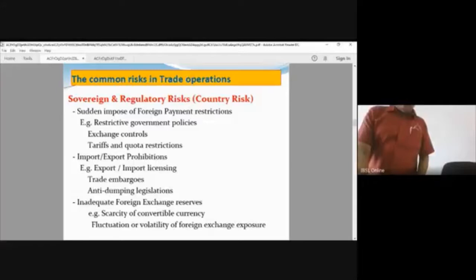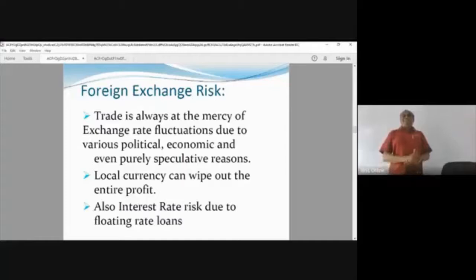Then foreign exchange risk. Trade is always at the mercy of the exchange rate fluctuations due to various political, economic and even purely speculative reasons. You agree on that? Because we have seen in the recent past how the foreign exchange rates have fluctuated. It went near 200, under 195, didn't it? I don't know if it went higher, since I'm not much involved.